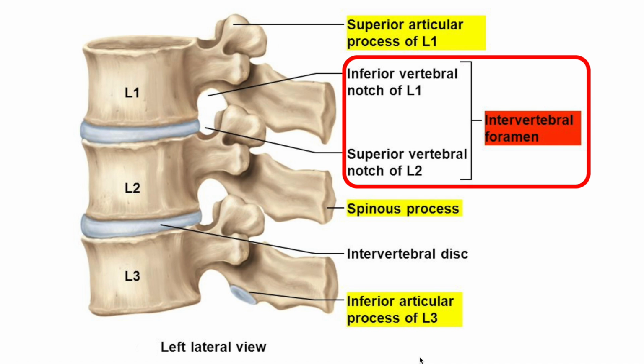On the lateral view of two adjacent vertebrae, the superior vertebral notch and the inferior vertebral notch can be seen to form the intervertebral foramen. The intervertebral foramen holds the spinal nerve.